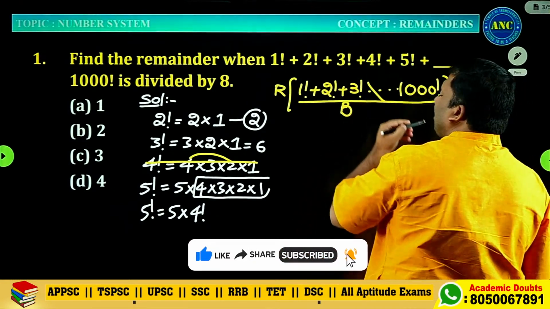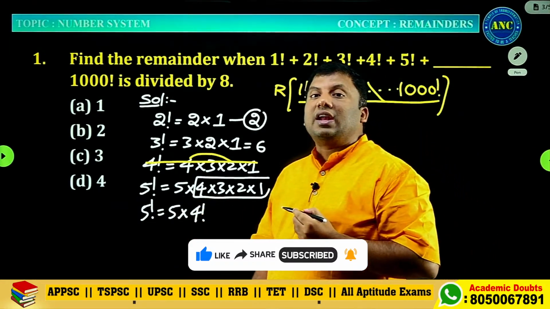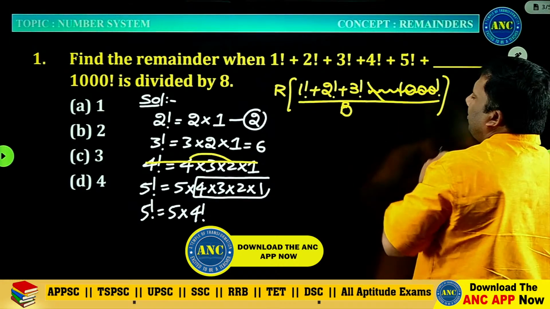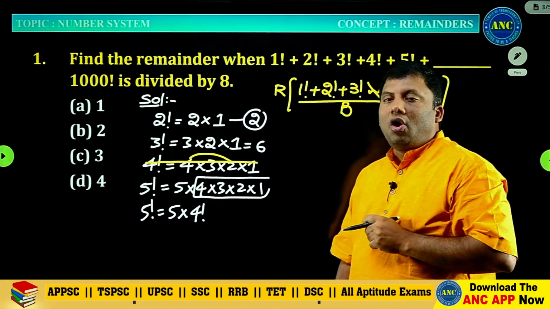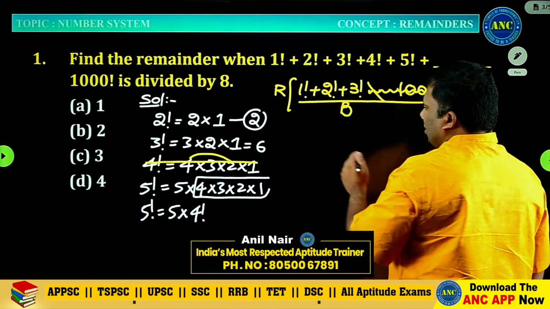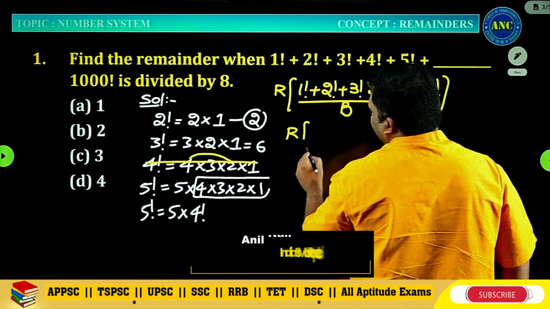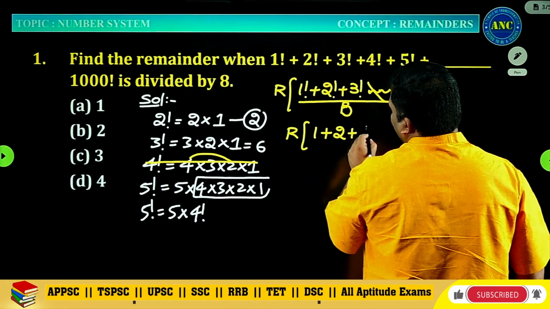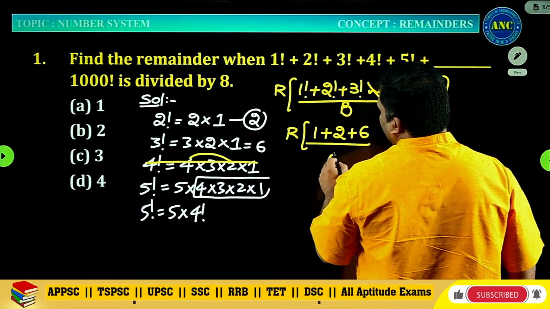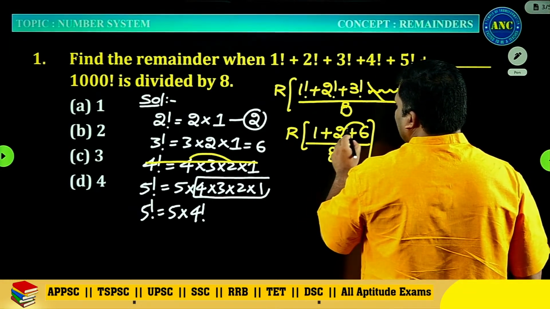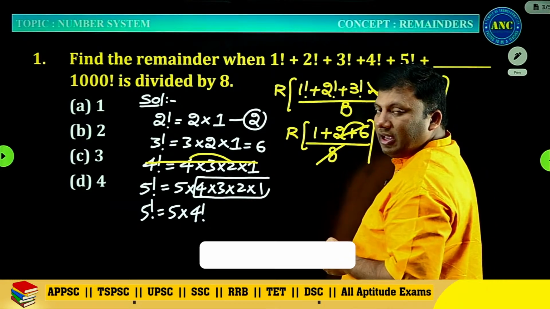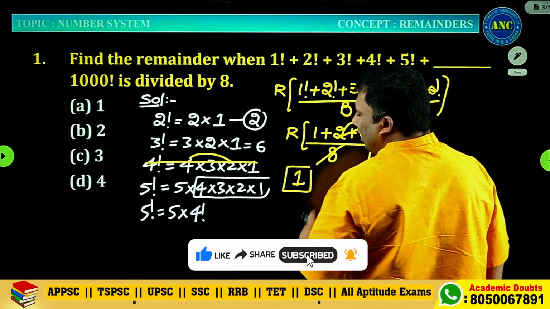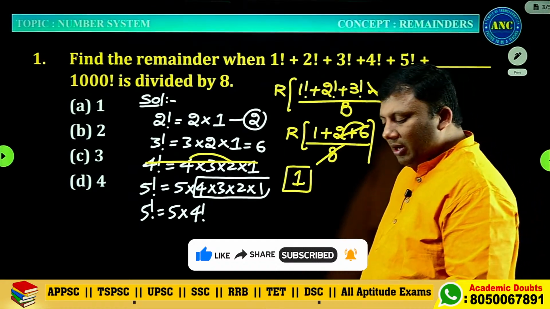From 5 factorial onwards, 5 factorial contains 4 factorial. From 4 factorial, all the numbers are divisible by 8. So the remaining will be 1 factorial plus 2 factorial, 2, plus 3 factorial, 6, divided by 8. 6 plus 2 is 8, and 8 is divisible by 8. What is the remainder? 1.